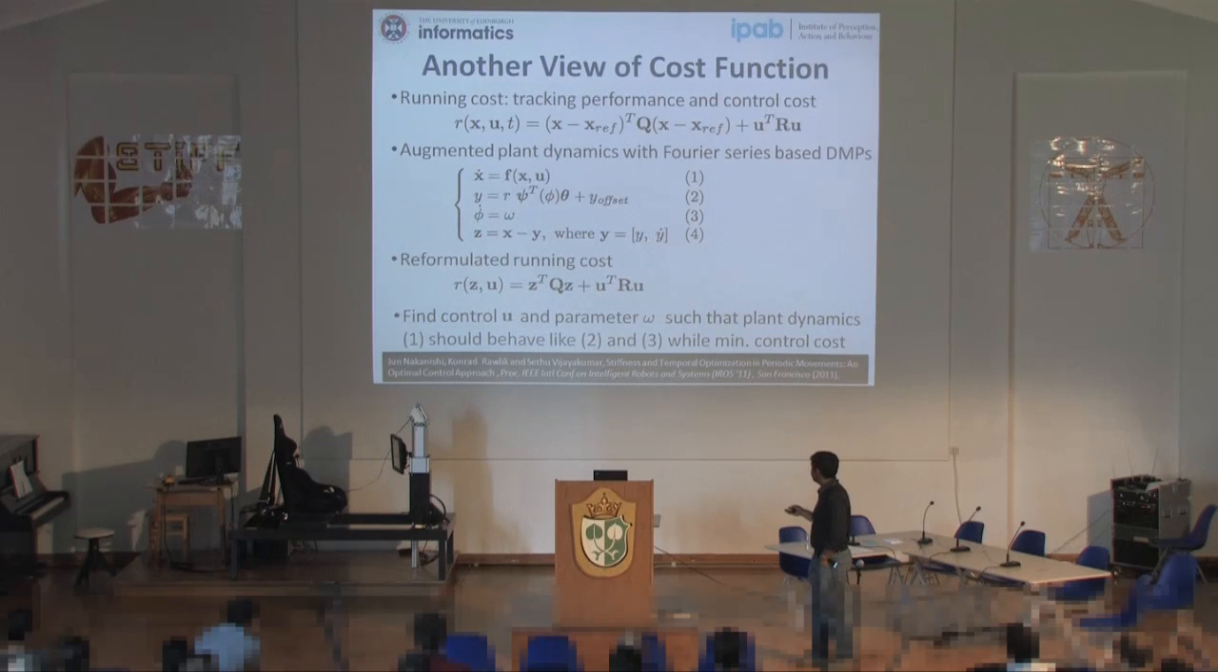So, I'm not going to go into the details of this. The details are in the paper. But again, you can reformulate the running cost using much more compact notations. And you say, find control U and parameter omega, in this case the temporal parameter, such that the plant dynamics in one behaves like two and three while minimizing the control cost.